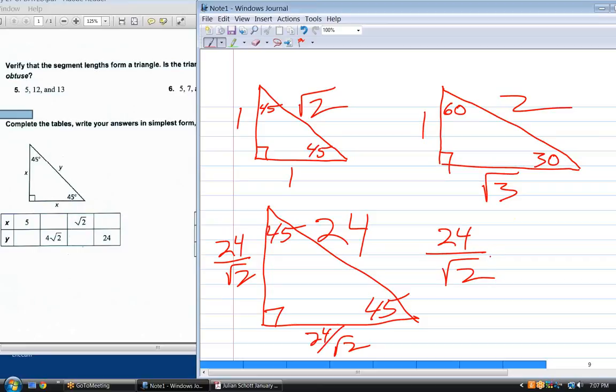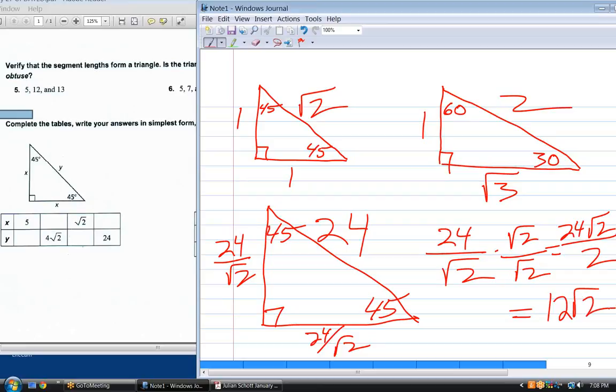So the way I fix this is I'm going to multiply that fraction by the number 1, which doesn't change the value. Only my number 1 is going to be root 2 over root 2. Okay. That gives me in the numerator 24 root 2, and in the denominator, what's root 2 times root 2? Root 4. It's 2. Root x times root x is x. Okay? Now this simplifies to 12 root 2.